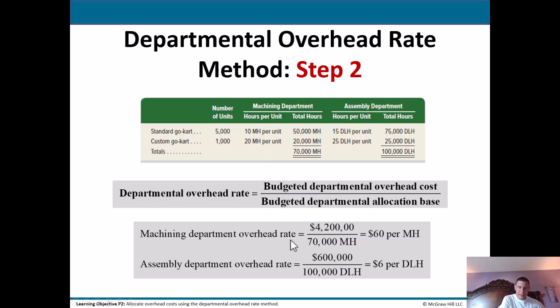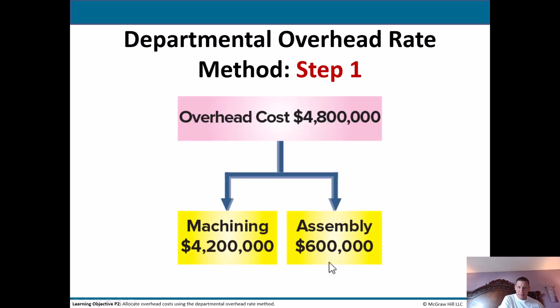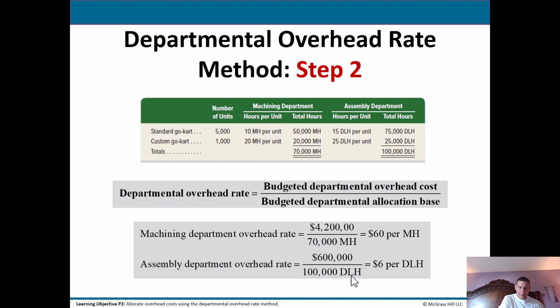So you can see what they did here. For machining, we took the 4.2 and divided it by the total number of machine hours for machining, 70,000, and we get $60 per machine hour. So for every machine hour that is run in the machining department, they're going to allocate $60 to cover the overhead. For the assembly department, we took the 600,000, divided it by the 100,000 direct labor hours from up here, and we have $6 per direct labor hour. That's saying for every direct labor hour that somebody works, they're going to apply $6 to cover the overhead.